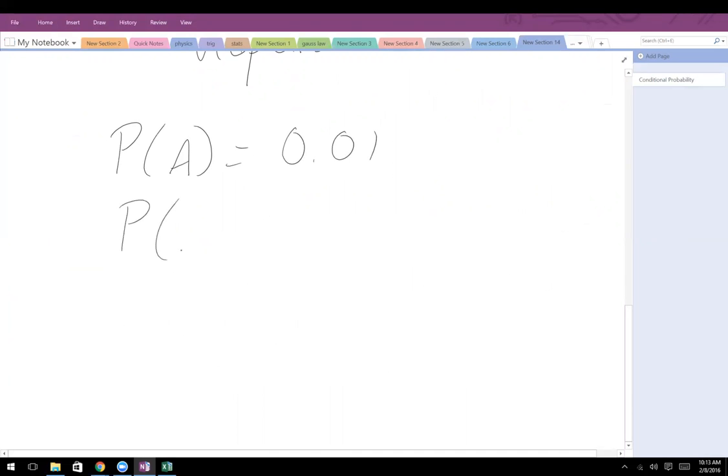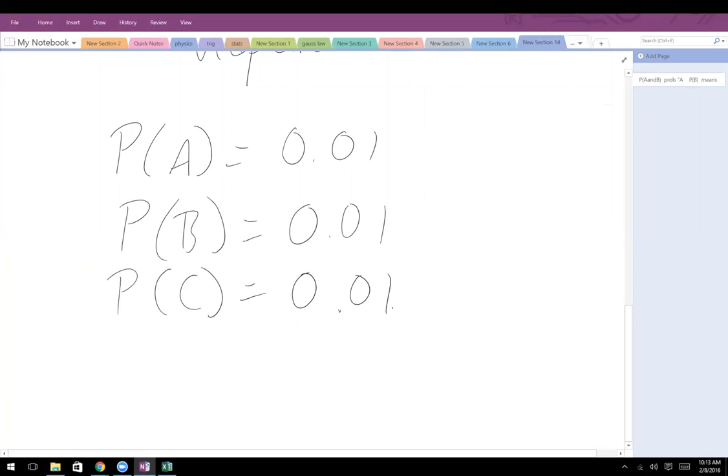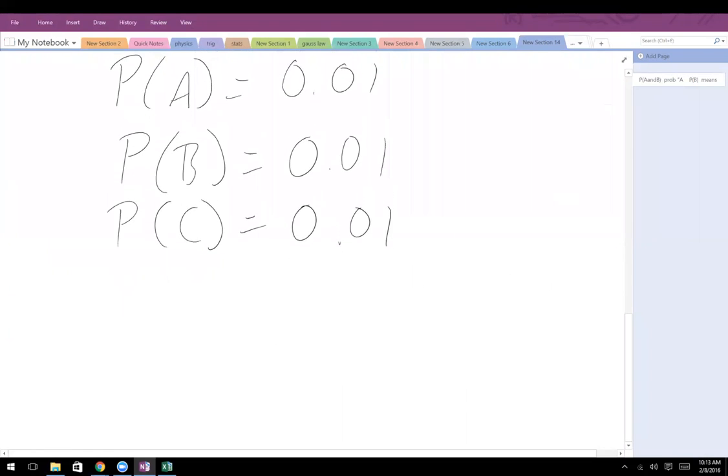So let's write it out. It's pretty simple. We've got 3 areas. The probability of the first is 0.01. The probability of the second is 0.01. The probability of the third is 0.01, right? But what we're saying is that we're going to combine them together. So we want the probability of A or B or C, right?